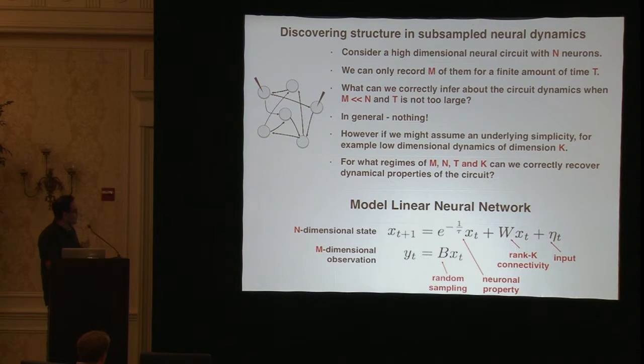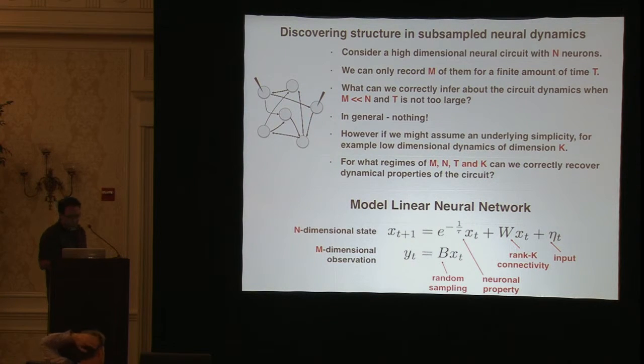So a very simple thing that we can do is we can work out the theory for a linear neural network and then apply it to nonlinear neural networks. So what we do is we imagine a linear neural network with a low-rank connectivity matrix where the eigenvectors of W are incoherent with respect to the single neuron bases. They're essentially random eigenvectors. So we have a rank K connectivity matrix. This forces the dynamics of the system to approximately lie within a K-dimensional subspace, and we record a random subset of M neurons.